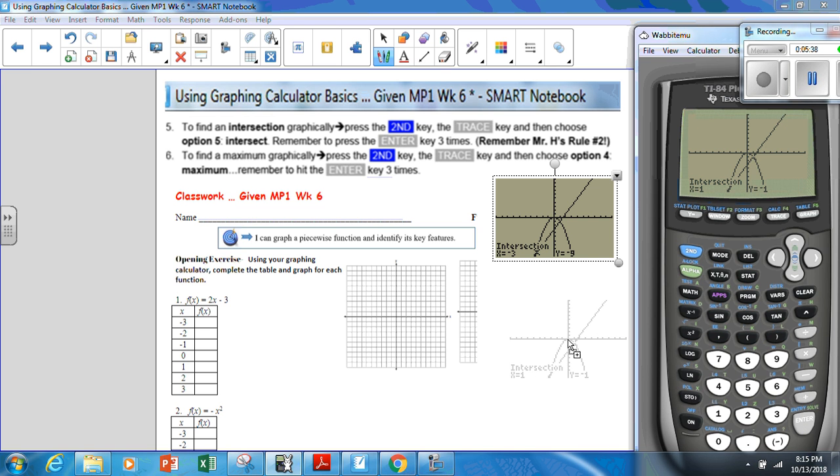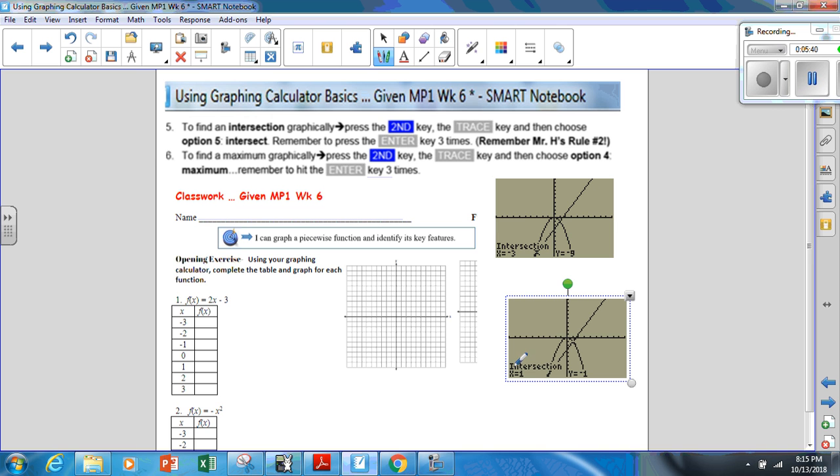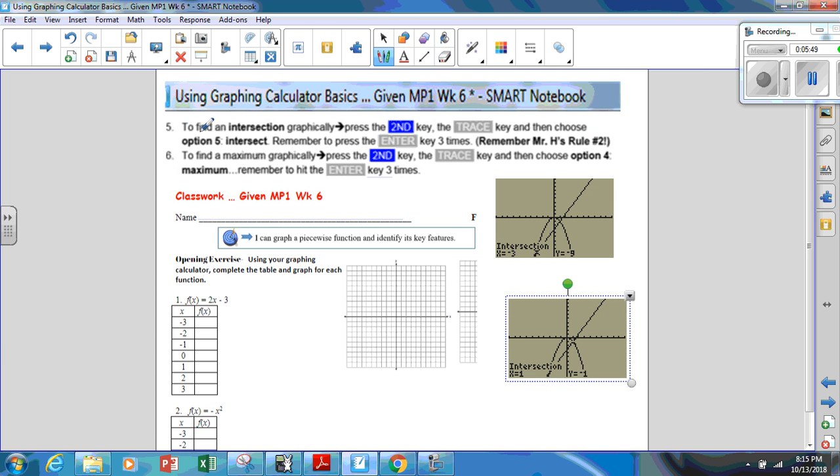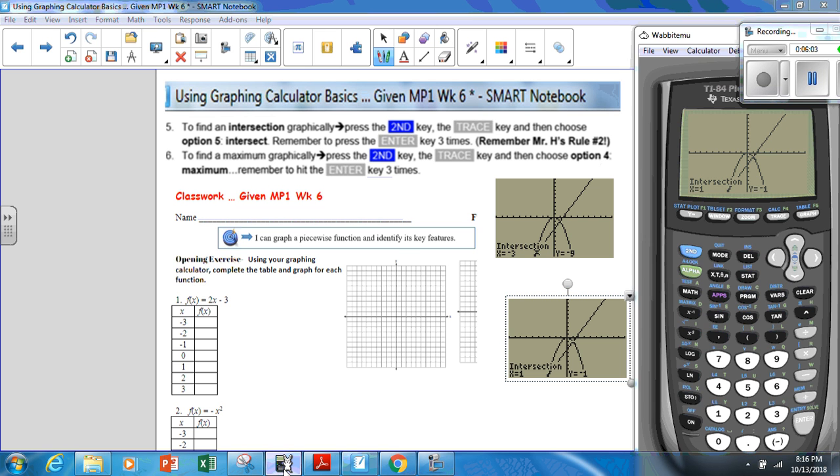Let's look at the second technique. To find the maximum graphically, I got to hit second trace and then 4. Second trace 4. So let's see here. What if I had something a little bit more creative? What if I had, say, well, let's clear this out. Say I had -x², and say I was starting 5 places. Okay, what would that look like? Let's hit graph.